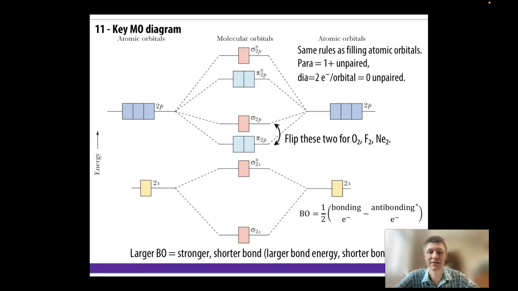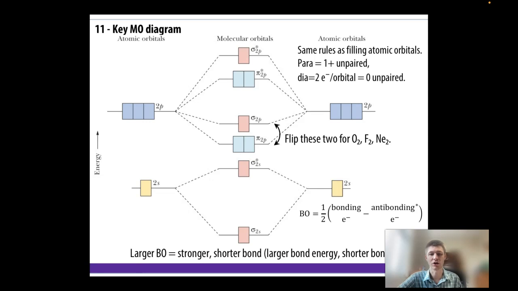We had this nice diagram. This is sort of the key diagram you need to know for MO theory, along with all the key rules you're going to need to remember, right? Paramagnetic versus diamagnetic. The definition of bond order, half the bonding electrons minus the anti-bonding electrons, and how bond order determines the strength and distance of the bond.